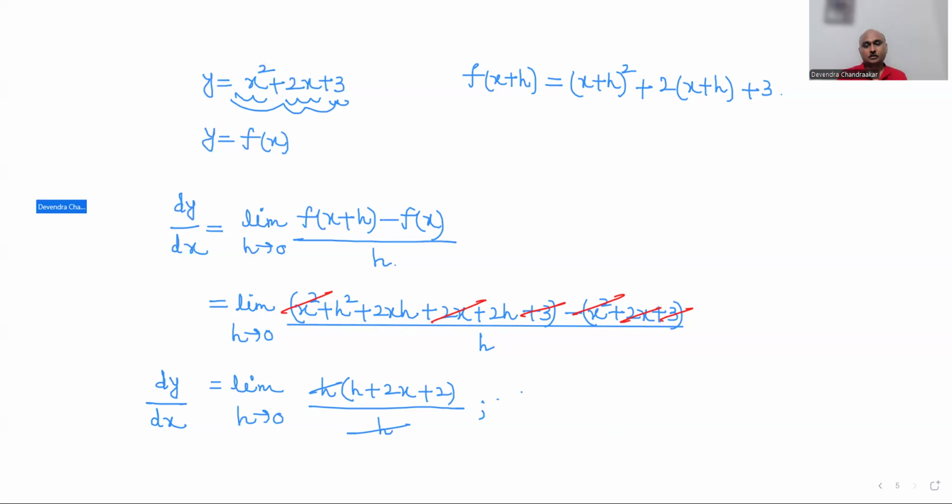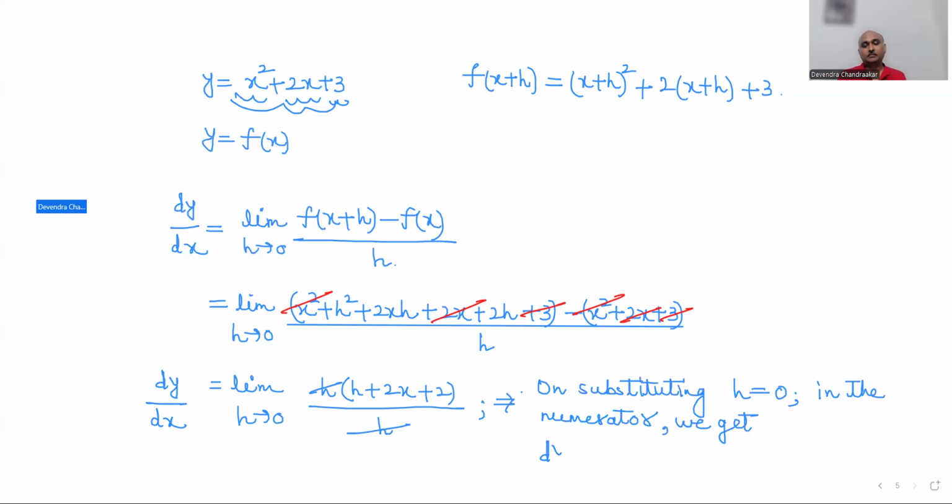So after this, on substituting h is equal to 0 in the numerator, that is what we mean by limiting h towards 0. We get dy by dx, that is differentiation of x square plus 2x plus 3, as 2x plus 2, or in short, it is 2 times (x plus 1). This is how we do the differentiation using first principle of differentiation.